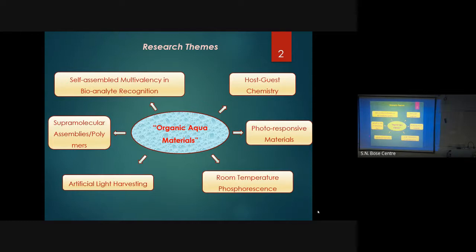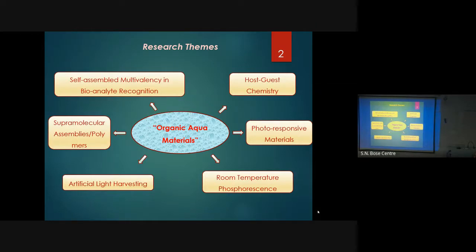The other subgroup is photoresponsive materials, where you can irradiate light on the self-assembled structures and modulate their properties, mainly the luminescence. And the other two areas we work on are artificial light harvesting, and something we have started more recently, room temperature phosphorescence from organic materials.